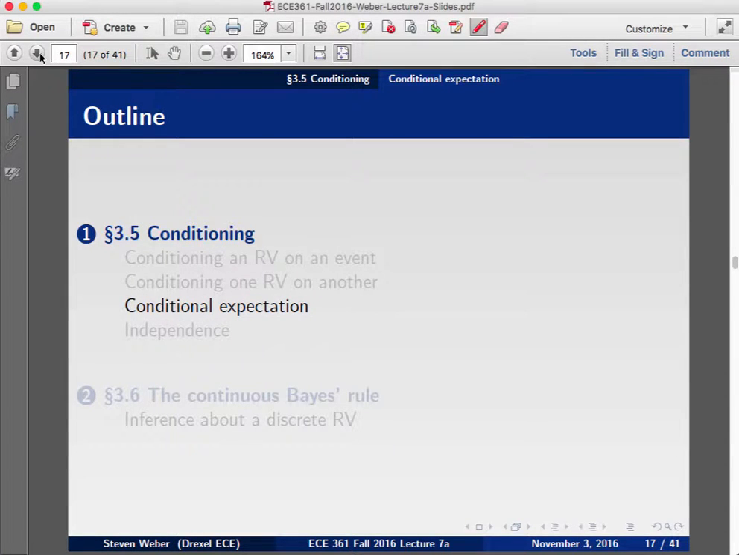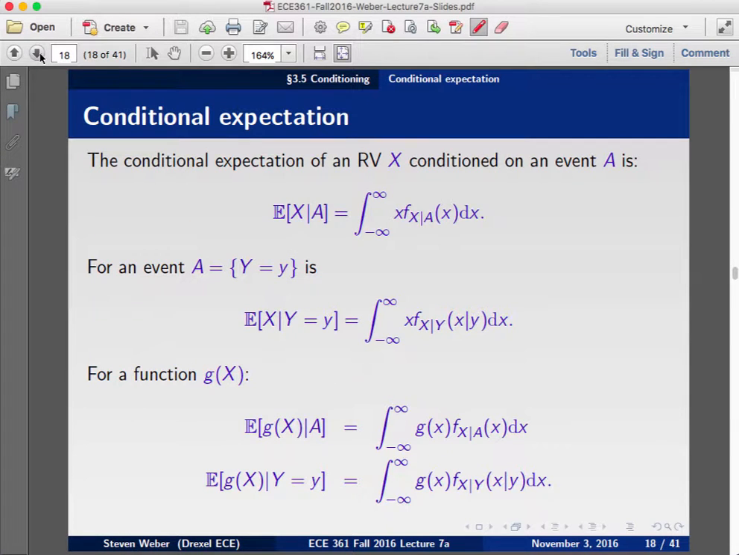Okay, our third subtopic, conditional expectation. You'll recall we saw formulas like the ones on this slide last time when we talked about discrete random variables and their conditional expectation. So the formulas are the same. All we've done is replaced the sums with integrals and the probability mass functions with probability density functions.